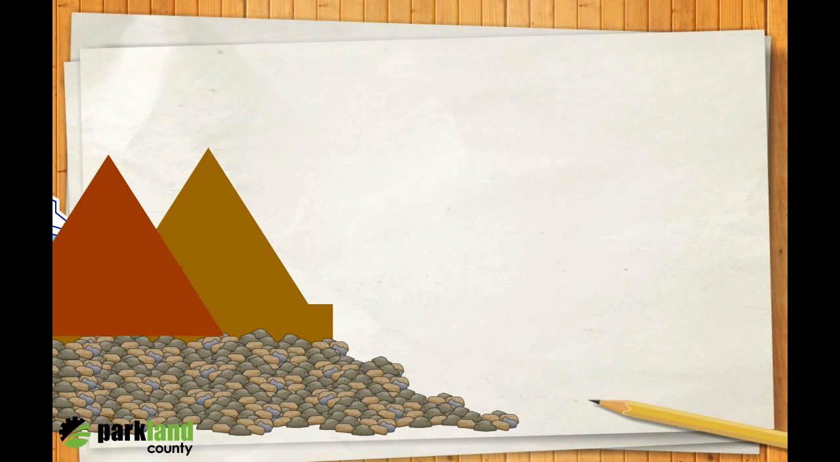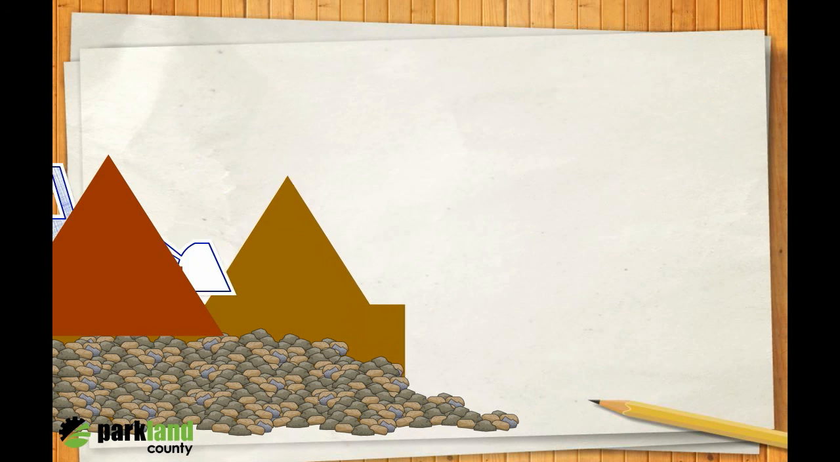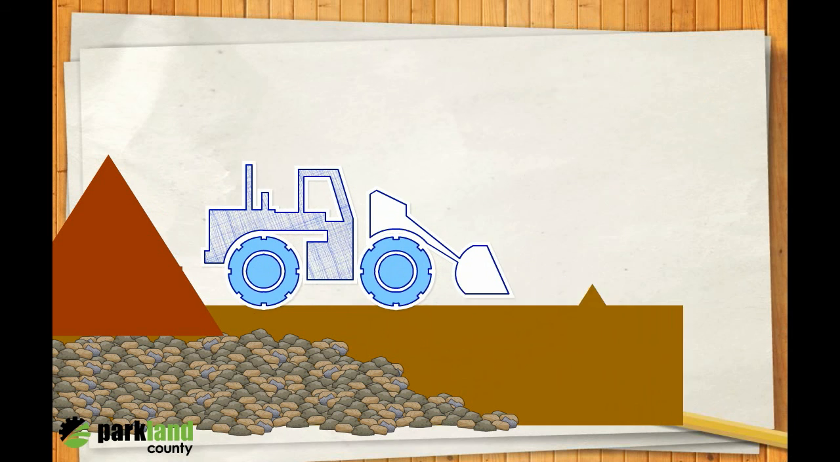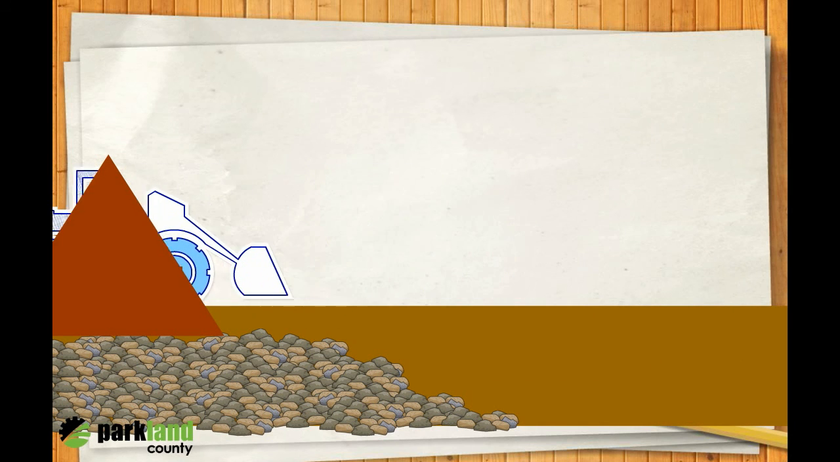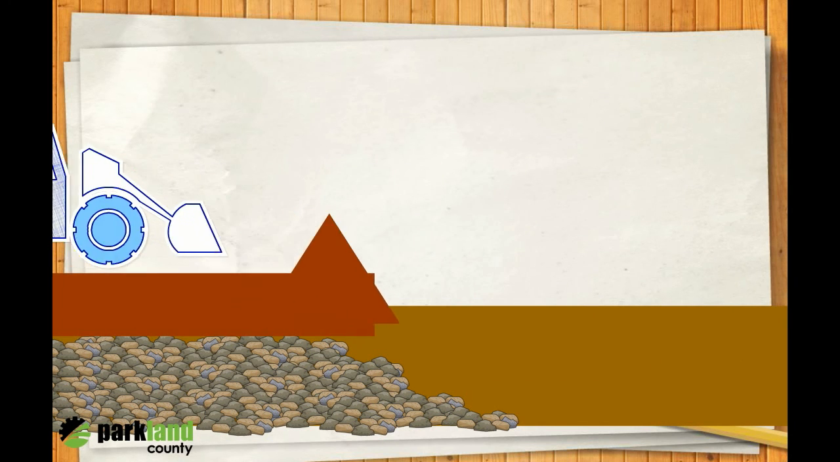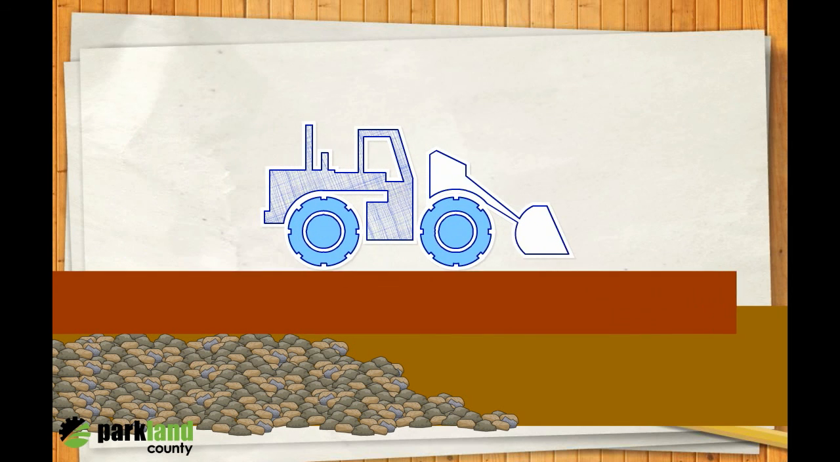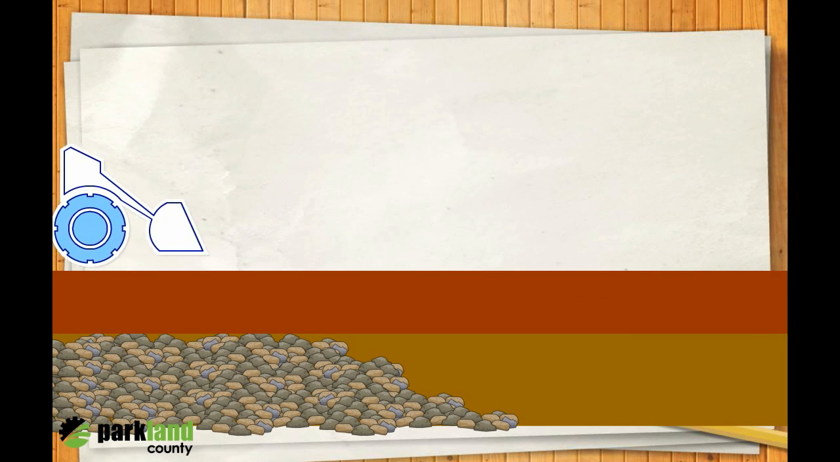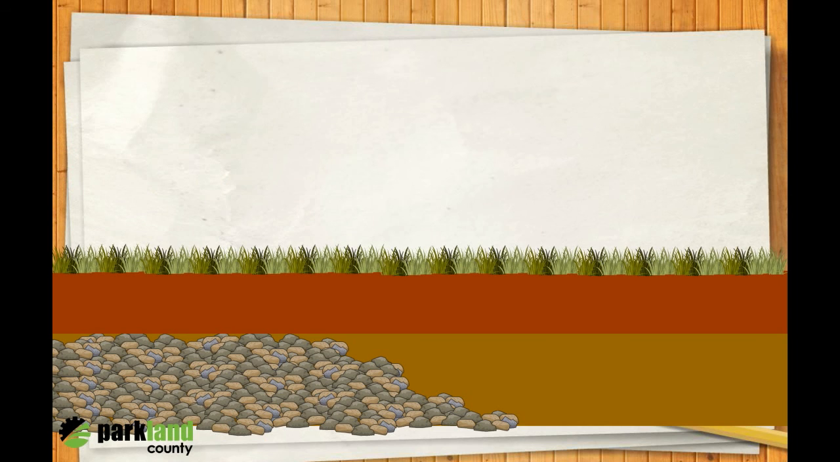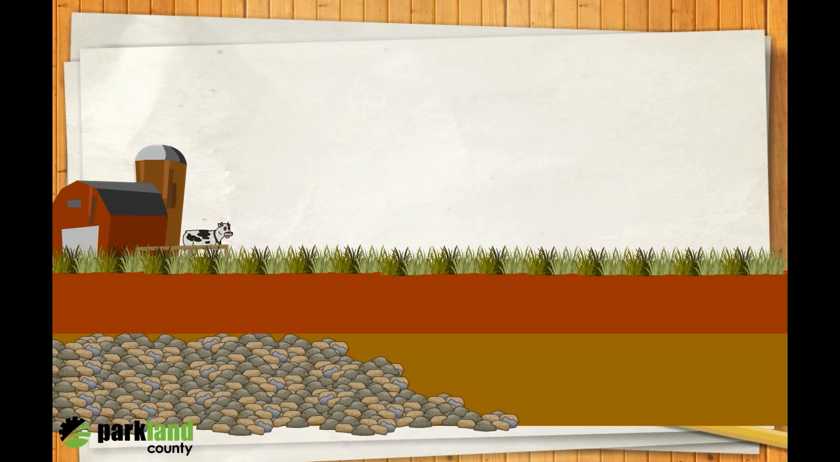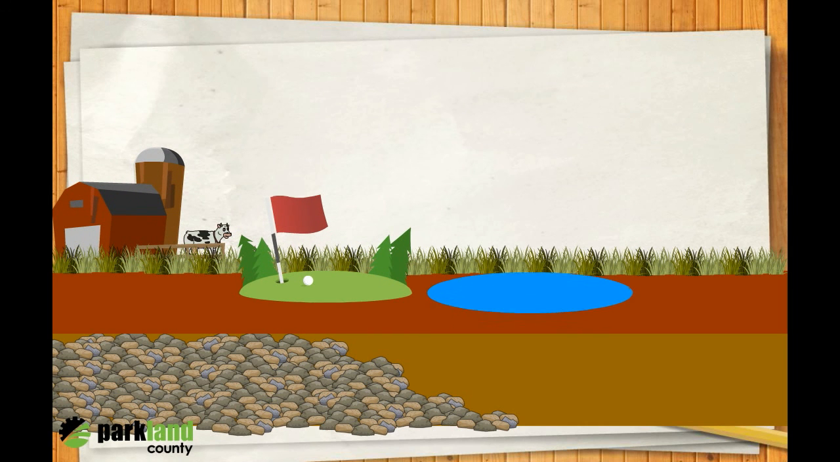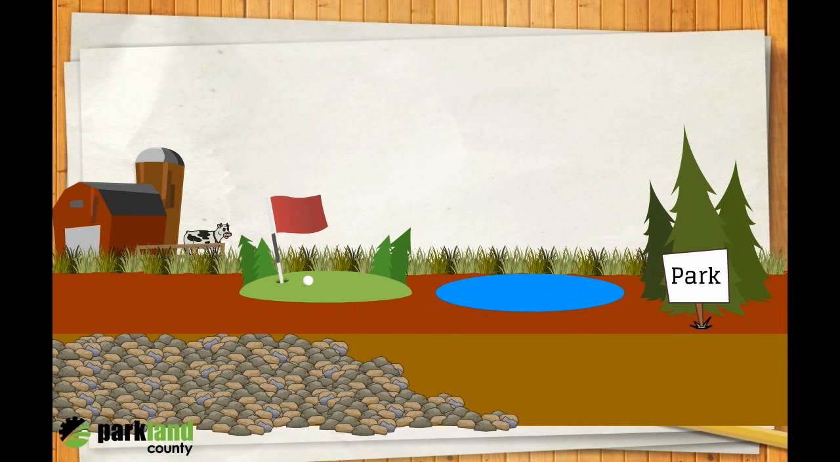After the aggregate has been completely removed, the reclamation process takes place to return the land back to its original or previous condition. First, the subsoil is put back in place. Then the topsoil is replaced. The land can now be used for other purposes. Reclaimed aggregate pits have been redeveloped into farmland, golf courses, small lakes, and parks.